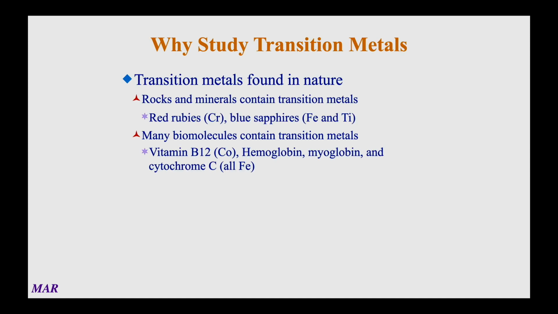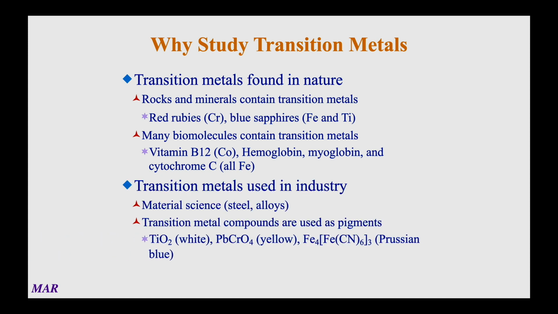Transition metals are found in nature all over the place. They're in rocks and minerals. Things like rubies and sapphires have different types of transition metals. They're also found in a lot of biomolecules. For example, vitamin B12, which is really important, has cobalt. Hemoglobin has iron. Cytochrome C is another one with iron in it. So there are lots of places that transition metals pop up in our world that we may not think about.